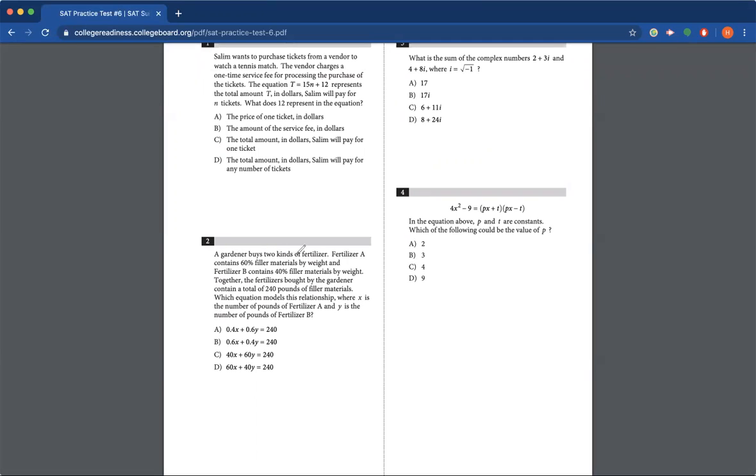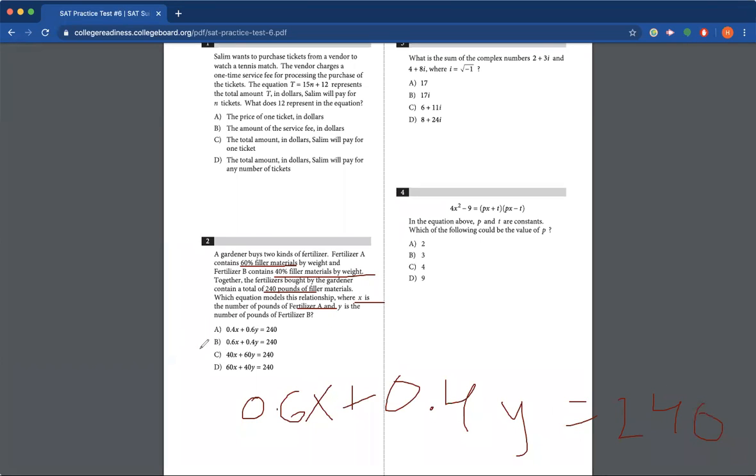A gardener buys 2 kinds of fertilizer. Fertilizer A contains 60% of filling materials by weight. Fertilizer B contains 40%. Together they equal 20% of the mixture, where x is the amount of fertilizer A and y is the amount of fertilizer B. Usually we want to do 0.6, because that 60% is for A and x relates to A. So 0.6 times x plus 0.4 times y equals 240. Usually I won't write this out, but I'm writing it out for you guys. Yeah, it's B.